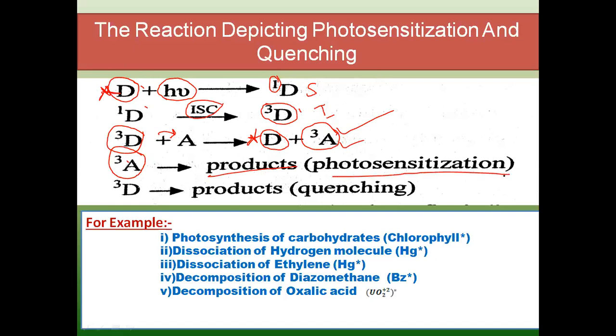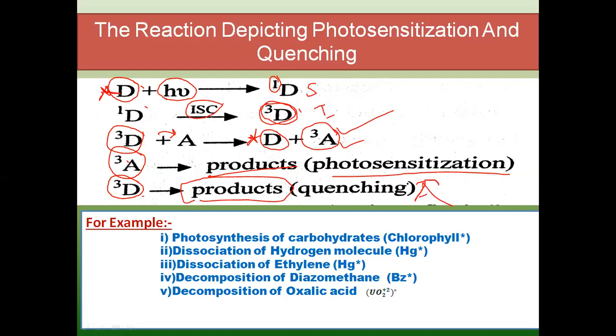Okay. And in this process, if this excited molecule, the donor excited molecule, you can see here, D3 is a donor excited molecule, if it undergoes the reaction and produces the product, then this A becomes the quenching.